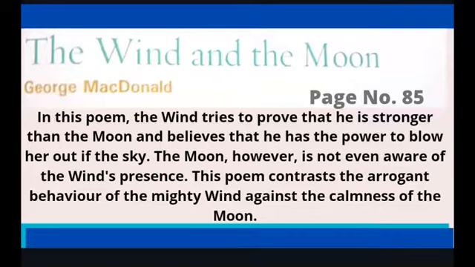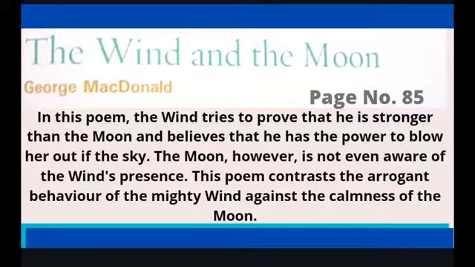So what is the wind trying to do? He's trying to blow the moon out of the sky. And why is he trying to do so? Because he thinks the moon is staring at him and the wind does not like to be stared at. So he's angry with the moon and is trying to blow the moon out of the sky. Whereas the moon is least bothered of what is happening, is not even aware of the wind's presence or what the wind is trying to do.